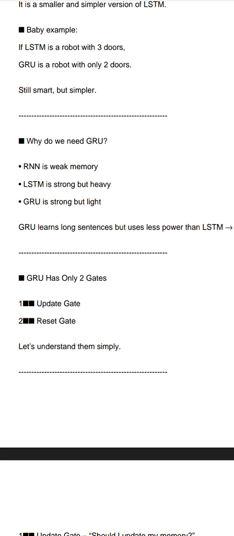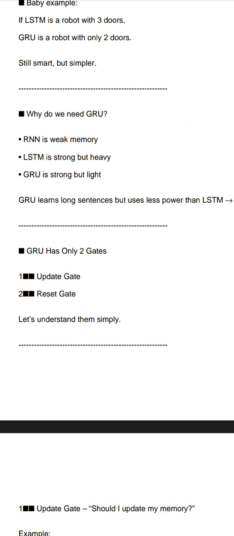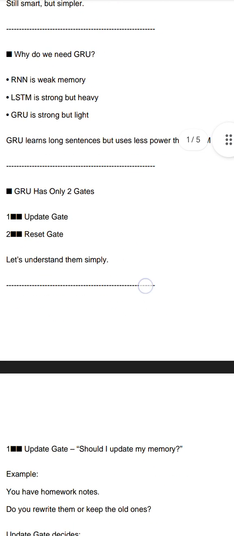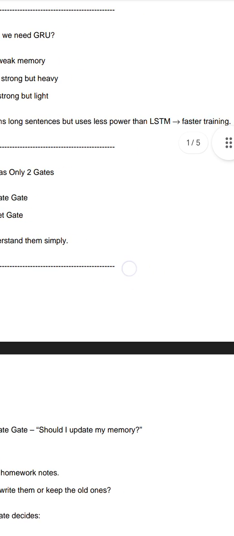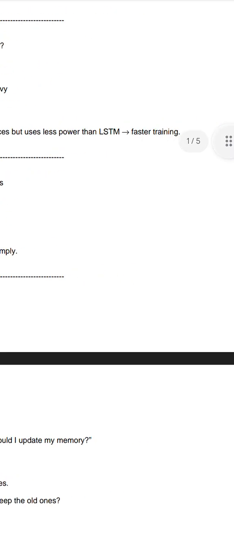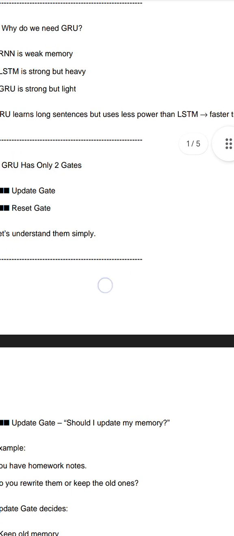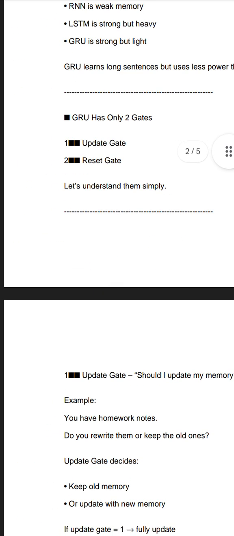Why do we need GRU? RNN has a weak memory, LSTM is strong but heavy. GRU is strong but light. So GRU learns long sentences but uses less power than LSTM, which means faster training. And GRU has only 2 gates, the update gate and the reset gate.